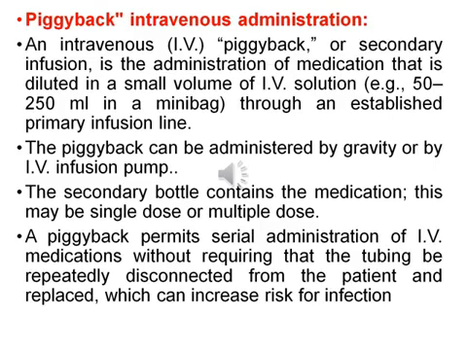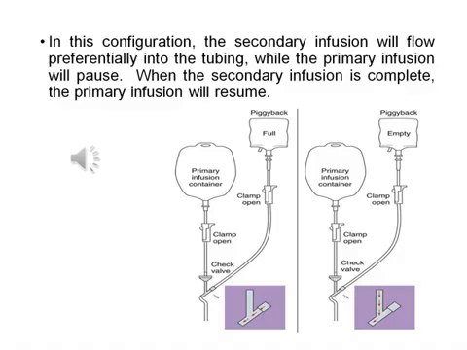A piggyback permits serial administration of IV medication without requiring that the tubing be repeatedly disconnected from the patient and replaced, which can increase the risk of infection. In this configuration, the secondary infusion will flow preferentially into the tubing while the primary infusion will pause. When the secondary infusion is complete, the primary infusion will resume.